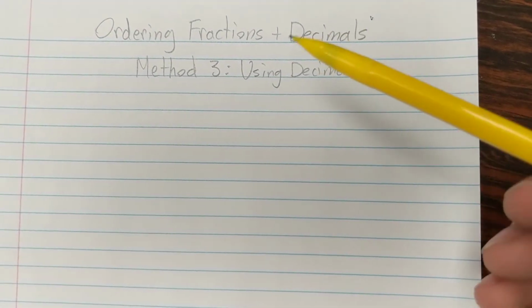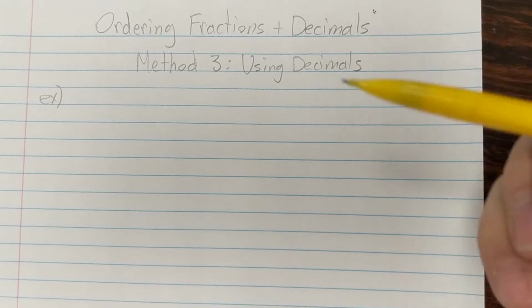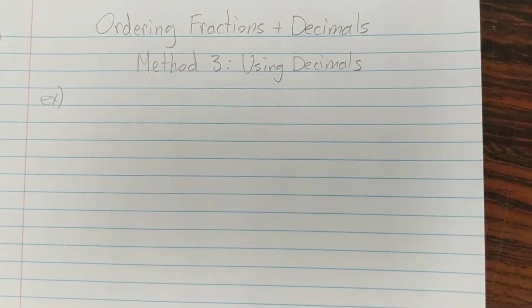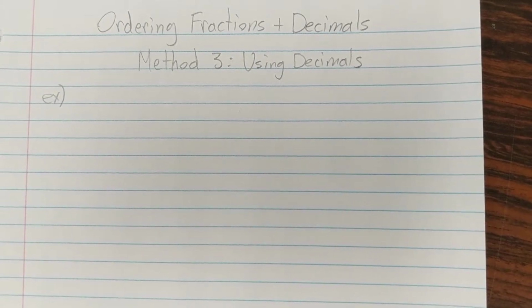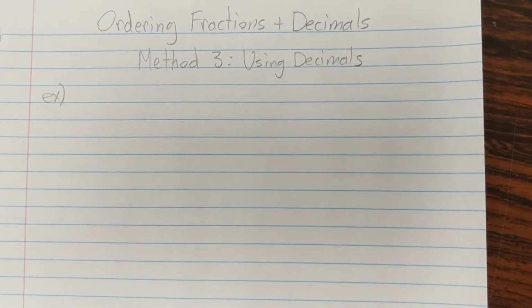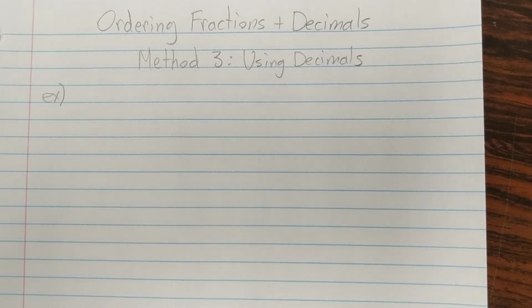Here we go. This is method 3, using decimals to order fractions and decimals. This is a method that I think is the best if you have a list where it has a lot of decimals in it and not very many fractions, or if you have a list of fractions that don't have easily made common denominators. I'll show a list like that right now.